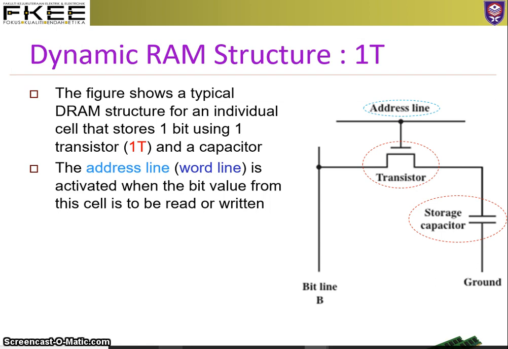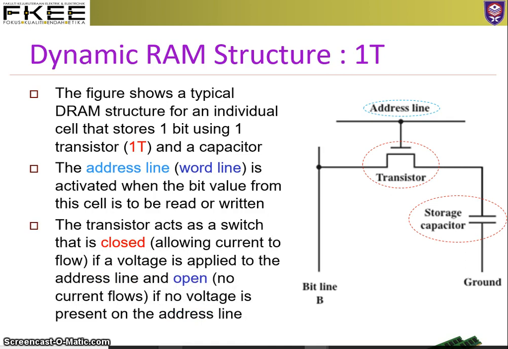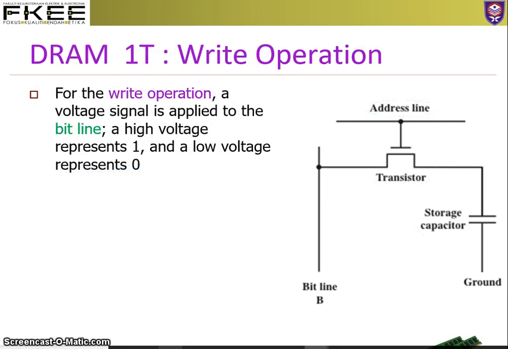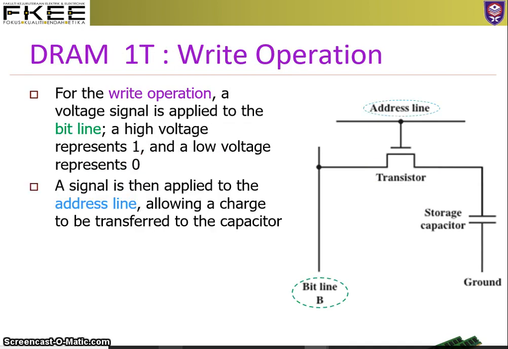This will be activated to control the transistor. When the transistor is on, the data will be stored to the capacitor or read from the capacitor. The transistor acts as a switch, either on or off. For the write operation, you have data at the bit line, and at the address line you give a logic 1 so that the transistor will be on, so the data from the bit line will be transferred and stored in the capacitor.